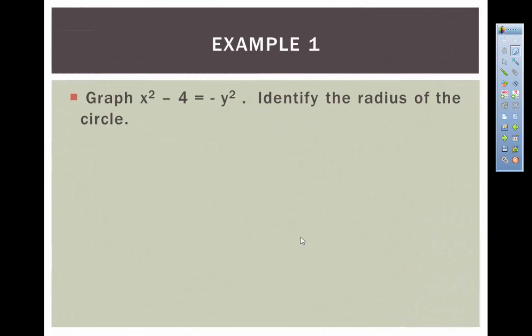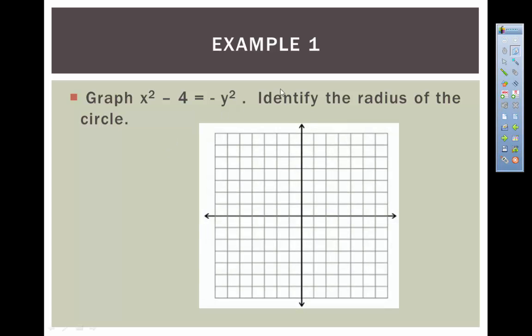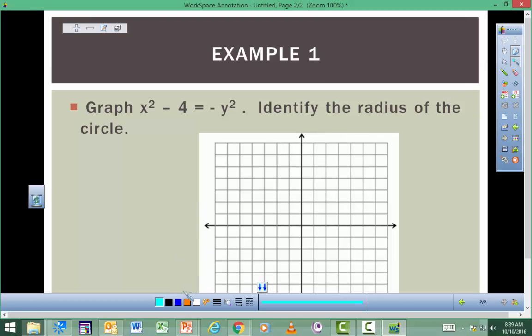So it's going to be really easy to graph circles. And so what we want to do though is write this circle in the standard form first. And so right here what I want is x squared plus y squared is equal to the radius squared. You see? So basically what you want are the x squared and the y squared together.